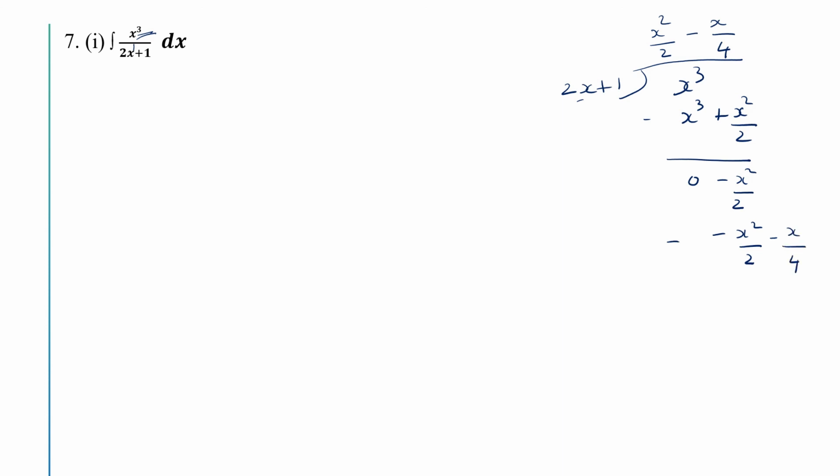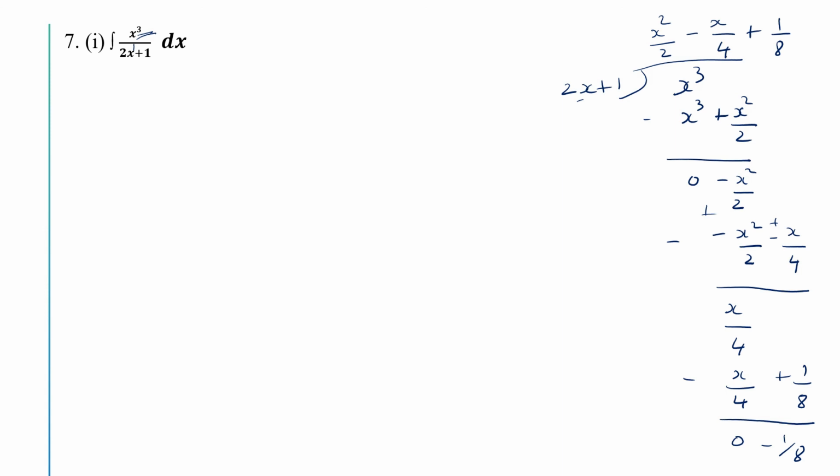Here again we have to subtract. So this will become plus, this will become plus. So here we will have x by 4. Then plus 1 by 8. If we multiply 2x plus 1 with 1 by 8, we get x by 4 plus 1 by 8. So when we subtract, this one will be 0 and this is minus 1 by 8.